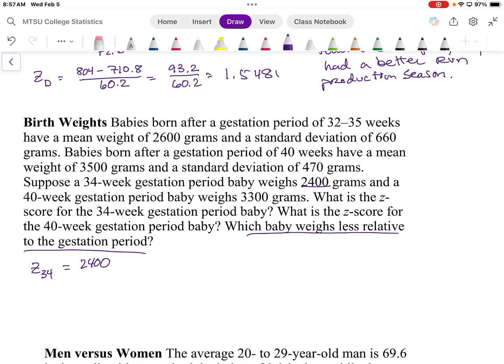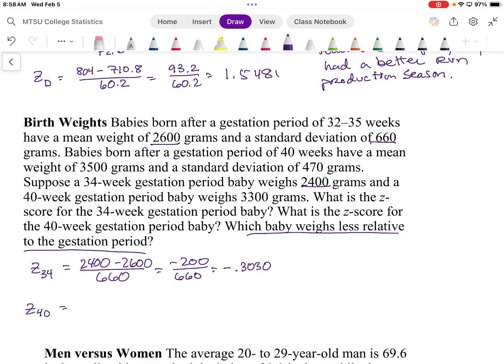They said the mean for a 32 to 35 was 26, so minus 2,600, and a standard deviation of 660. That'll give me a negative 200 over 660. Now I'm going to go to the calculator. Again, it's okay to have a negative Z-score. That means that we were below the mean. And so that gives me a negative 0.3030.